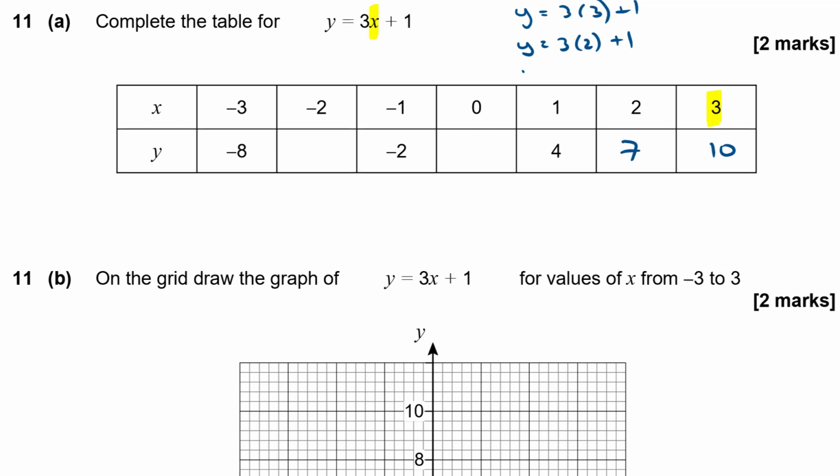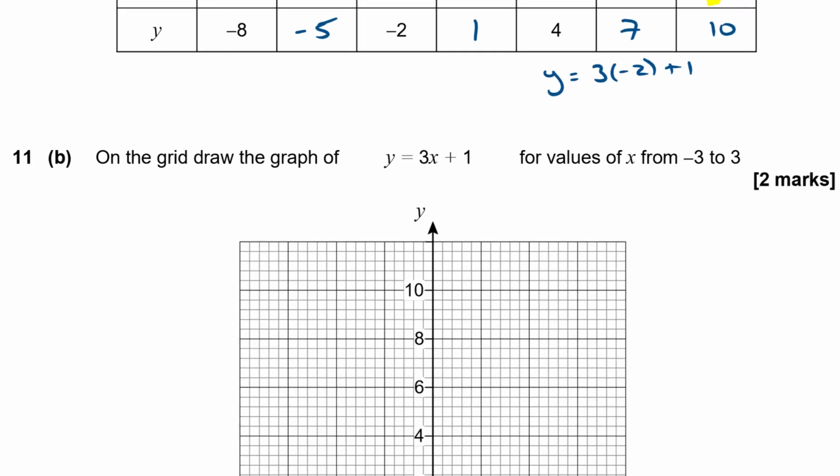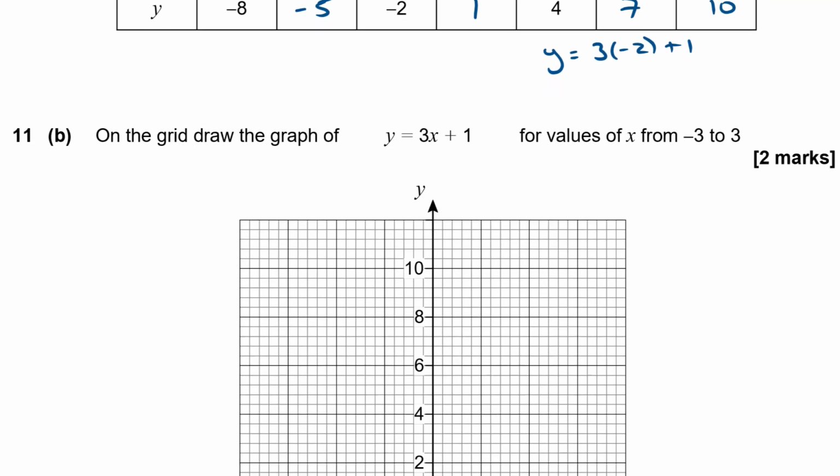When x is 0, then y is going to be 3 lots of 0 plus 1. 3 zeros are 0 plus 1 is 1. And then finally, when x is minus 2, then y is going to be 3 lots of minus 2 plus 1. 3 lots of minus 2 is minus 6 plus 1 is minus 5. Okay, so they're my points. So I'm going to plot those on the axes.